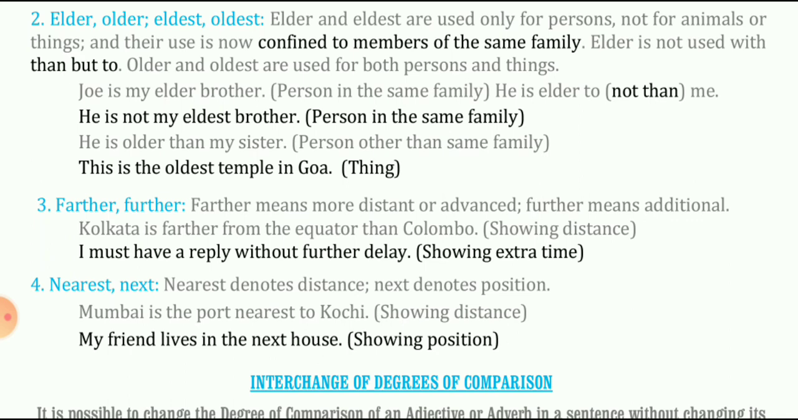Nearest and next. Nearest denotes distance. Next denotes position. Mumbai is the port nearest to Kochi, showing distance. My friend lives in the next house, showing position.